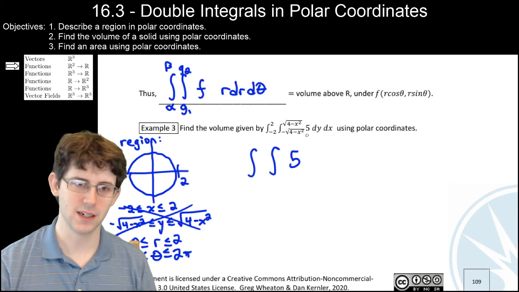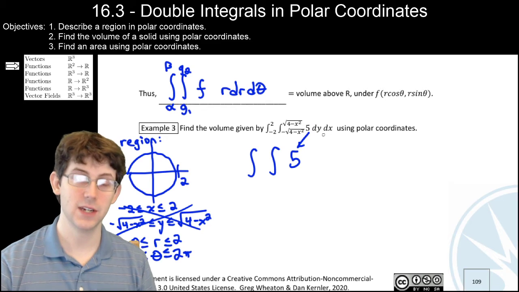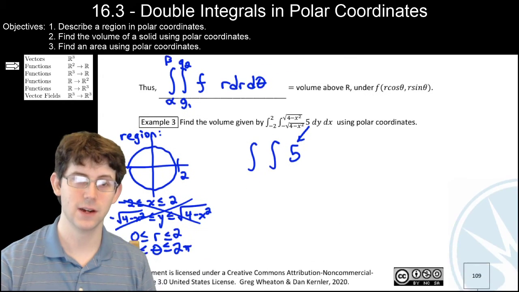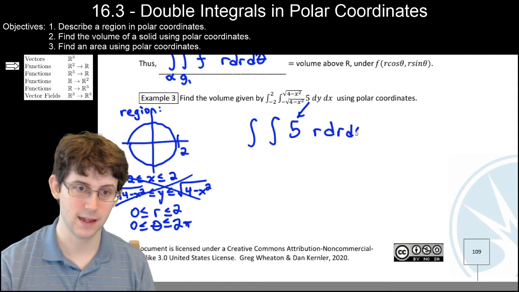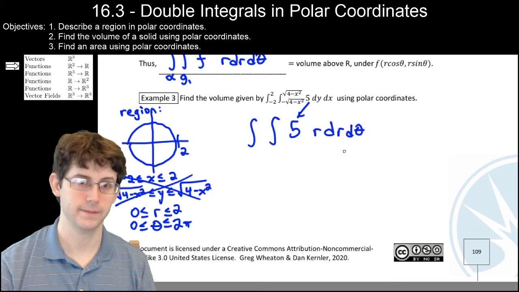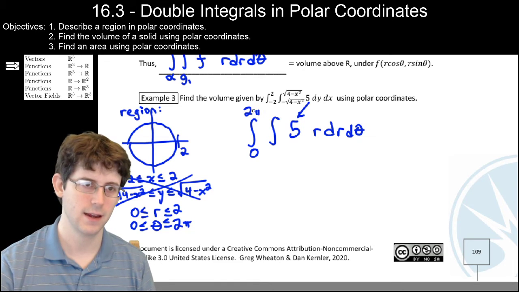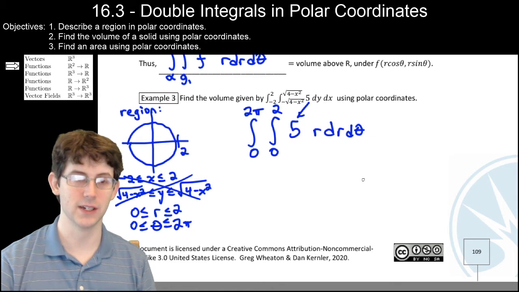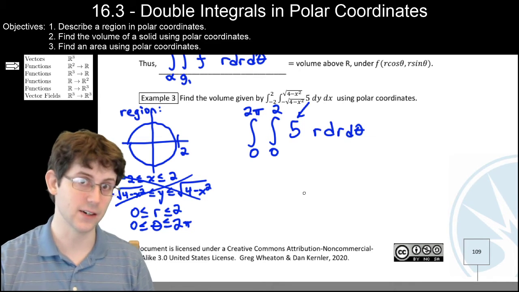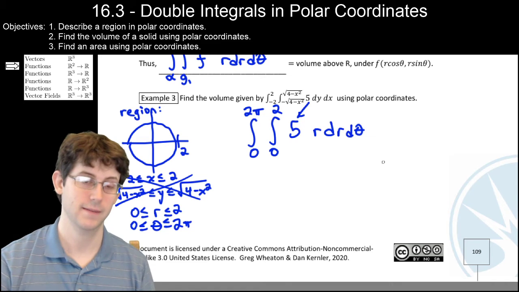You leave the function completely alone, and then you change dy dx, which was one way to write dA, into a new way of writing dA, which is r dr d theta. D theta is at the end here, so I'll put the theta bounds on the outside. R is on the inside, so I'll put the r bounds on the inside. And I have a new integral. And I think you can see already that this integral became much easier.